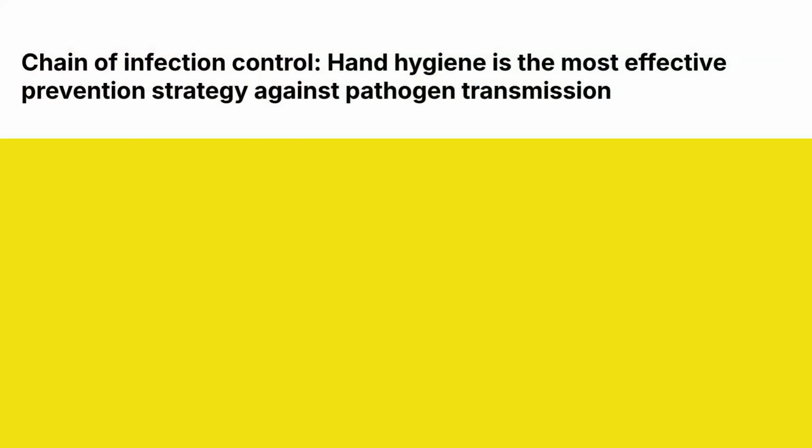Infections spread through a 6-link chain, each link offering control opportunities. Hand hygiene remains the most effective intervention. Understanding pathogens and their transmission is key to effective prevention.